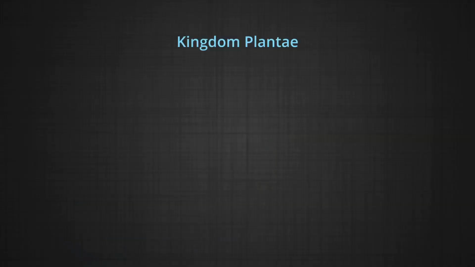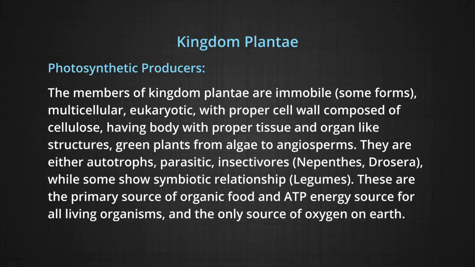sclerotium. Kingdom Plantae. They are photosynthetic producers. The members of kingdom Plantae are immobile. Some forms are multicellular, eukaryotic with a proper cell wall composed of cellulose, having a body with proper tissue and organ-like structures. Green plants from algae to angiosperms. They are either autotrophs, parasites, or insectivorous like Nepenthes, Drosera, etc., while some show symbiotic relationships like legumes.